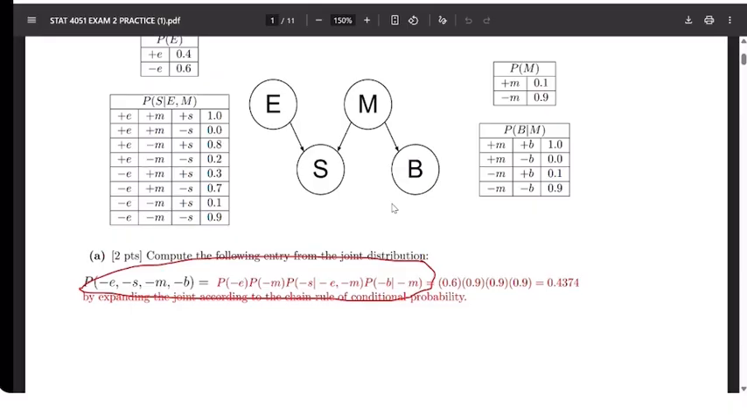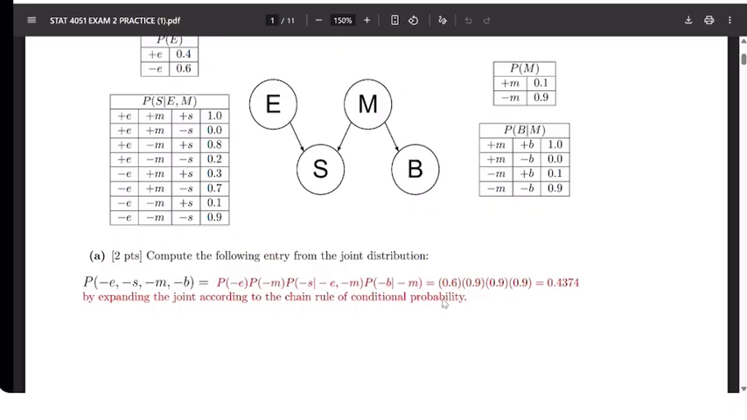After having that, what are you going to do next? Because they want you to compute. This is just an expression for the joint probability. Now, if I want to compute, what is the probability of negative E? You come to the table, 0.6, and plug that in. What is the probability of negative M? I come to the table, it's 0.9.